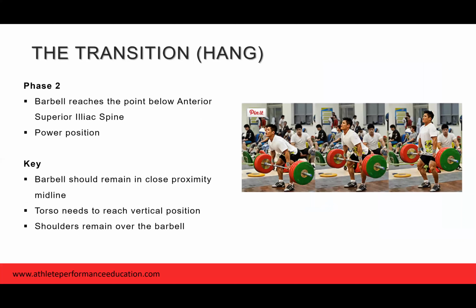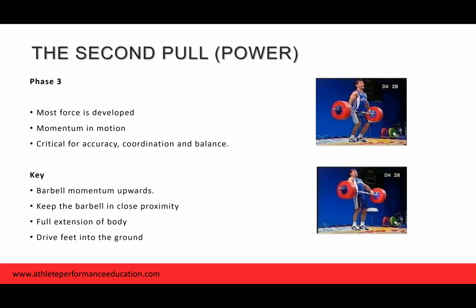apart from that knee extension. The second phase is the transition phase, or what we refer to as the hang position. This is the point at which the barbell reaches the point below the ASIS into the power position. So from the knee to the ASIS, essentially. The bottom of the ASIS. The keys we're looking for are that the barbell should remain in close proximity to the midline of the body. We don't want it to go away from the body. The torso needs to reach a vertical position at the top of the movement, and the shoulders should remain over the bar throughout the transition phase.